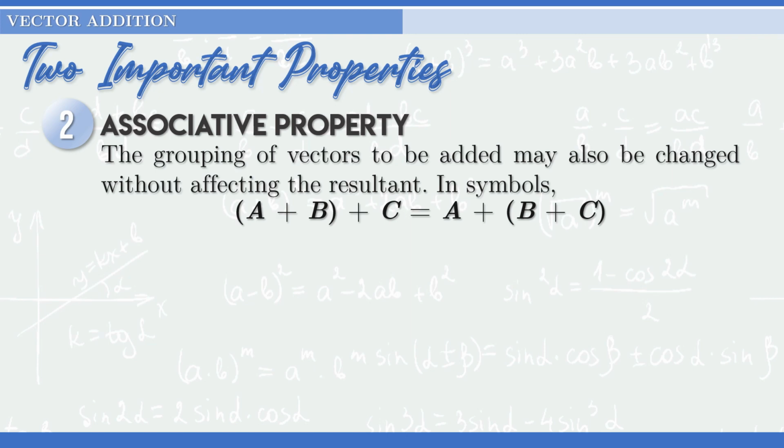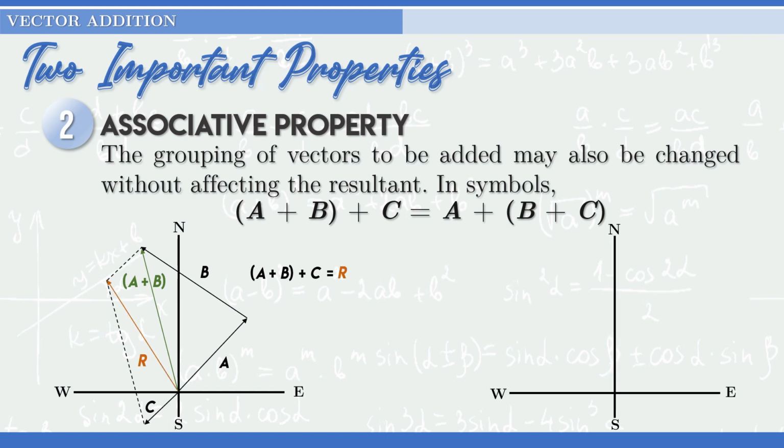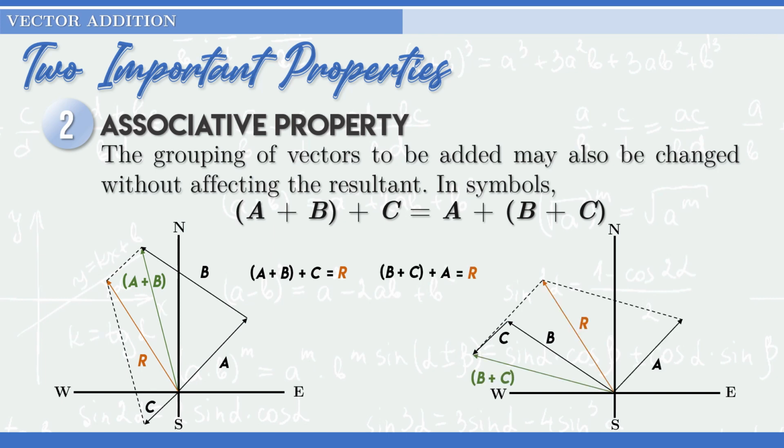Next, vector addition is also associative. That is, the grouping of vectors to be added may also be changed without affecting the resultant. In symbols, the sum of A plus B plus C is equal to A plus the sum of B plus C. To illustrate the associativity of vectors, we have A plus B plus C is equal to resultant, and B plus C plus A is equal to resultant. Note that the magnitude and direction of the resultant of both illustrations are the same.